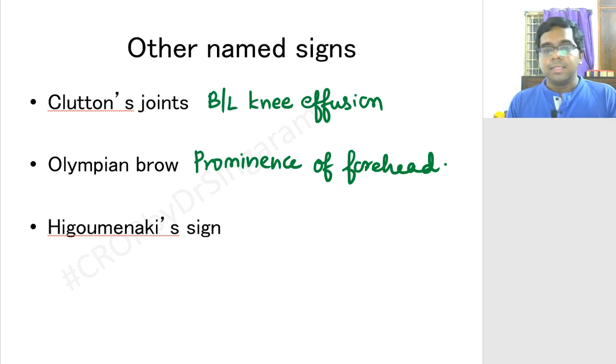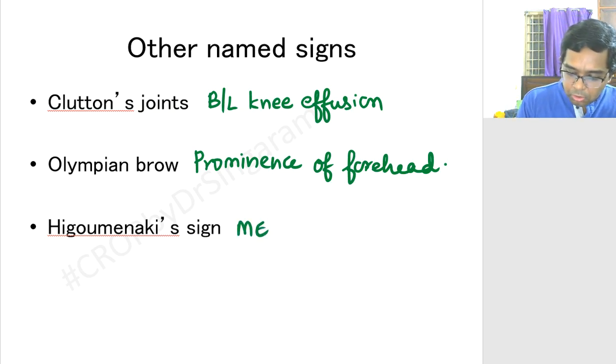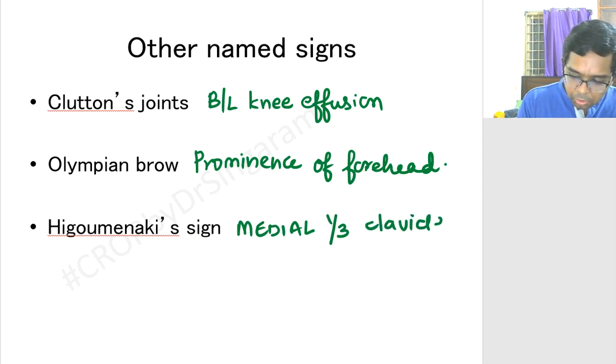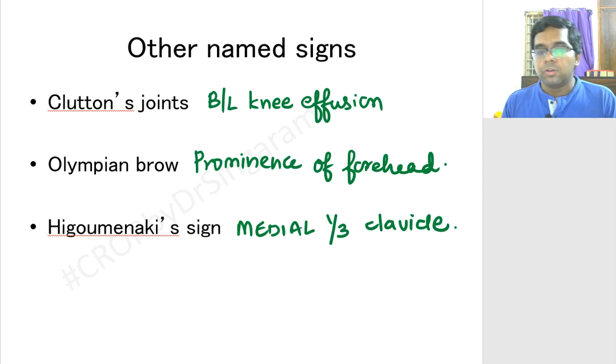The next thing is called Higoumenakis sign, which is nothing but a prominent medial one-third of the clavicle. Because of the thickening of the medial one-third of the clavicle, there is a prominence in that area, which is what we call Higoumenakis sign. So these are some of the named signs which you need to remember in case of congenital syphilis.